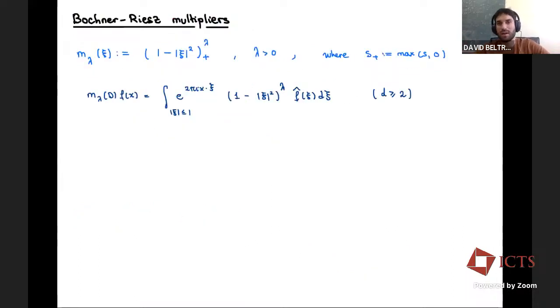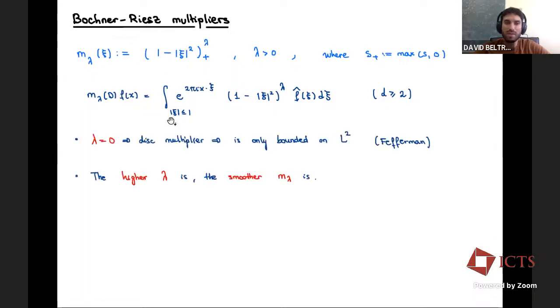So let's start with introducing some notation, because the Bochner-Riesz multiplier is an object that I think most people in the audience are familiar with, and is given by the Fourier multiplier (1 - |ξ|²) positive part raised to the power λ. I'm going to be using this notation as well to denote the operator m_λ(D), that means the Fourier multiplier operator acting on functions f.